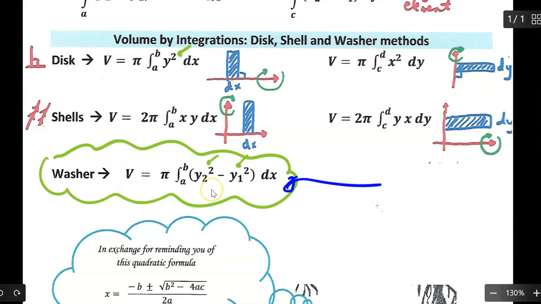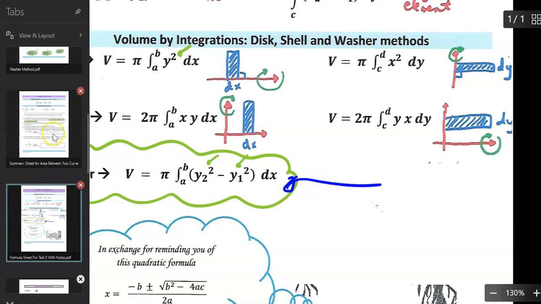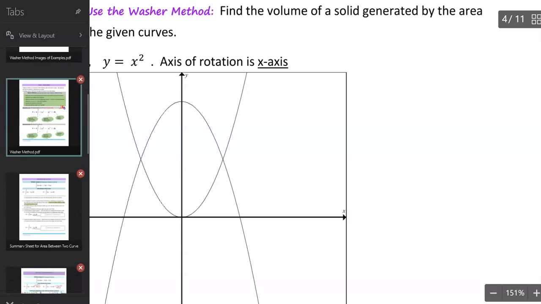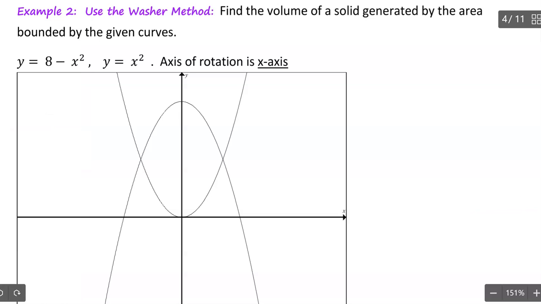In working with the upper and the lower function, we have to be very careful so that we know which one is the upper and which one is the lower. Going back to our lesson, in order to achieve that, we must shade in the area that we are working with.